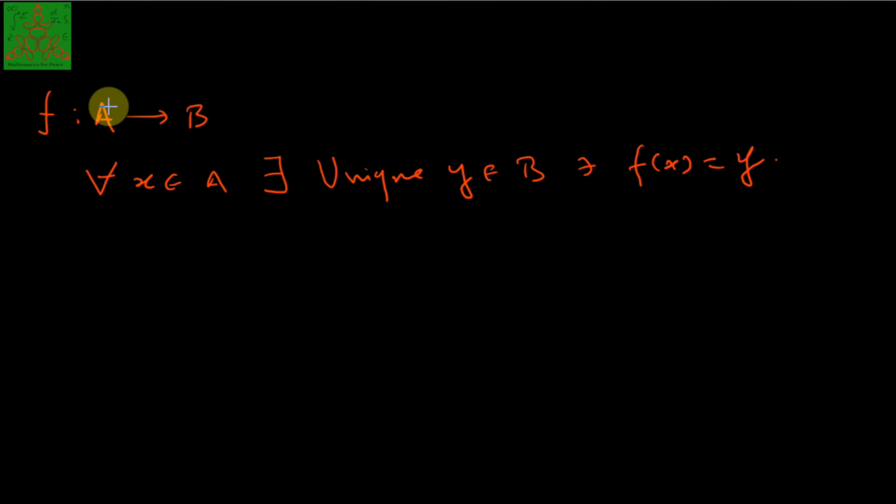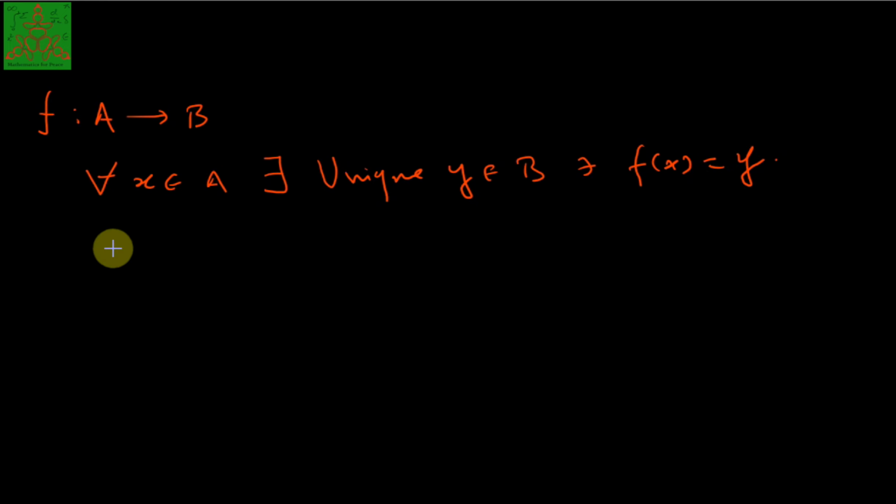As per the graph, if you plot any vertical line, and you want to see whether the graph is the graph of a function, then the vertical line has to intersect the graph at exactly one point. That is the meaning of unique y belonging to B.